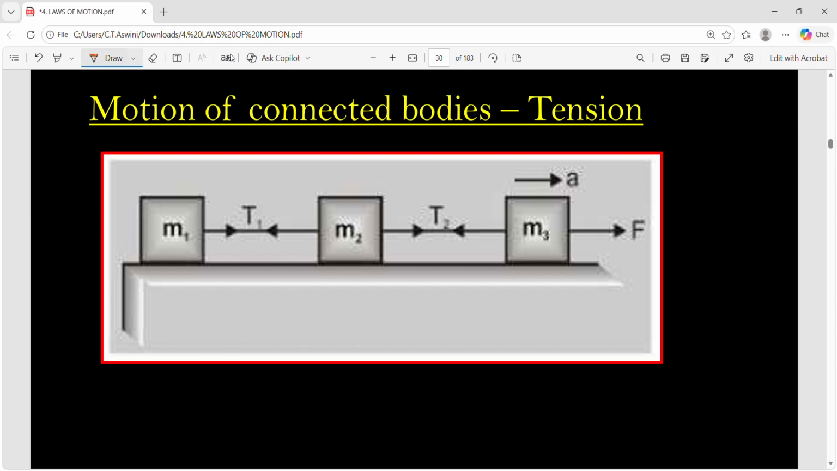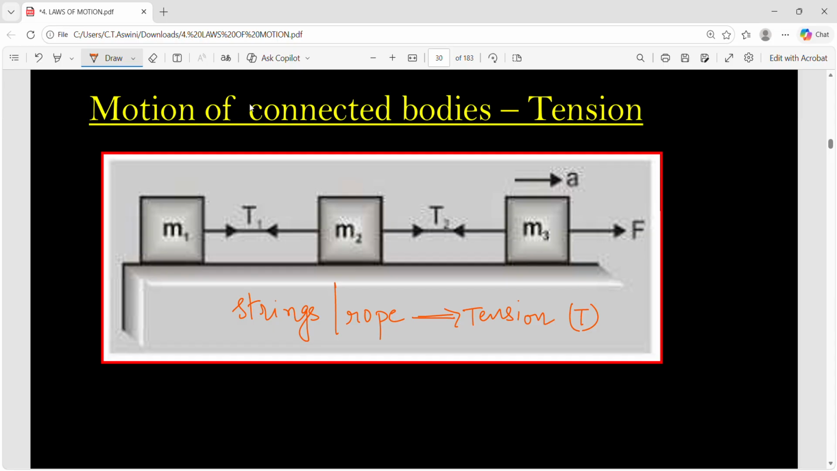Now, same concept, motion of connected bodies, but this time, if you see the figure, it's pretty clear. They are not directly connected. They are connected with strings. Strings, rope, all mean the same. So what will be the force in a string or a rope? It will be a tension force T.